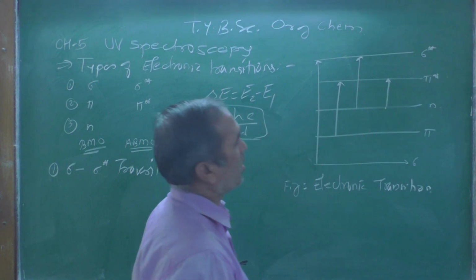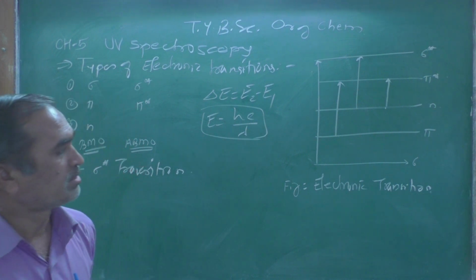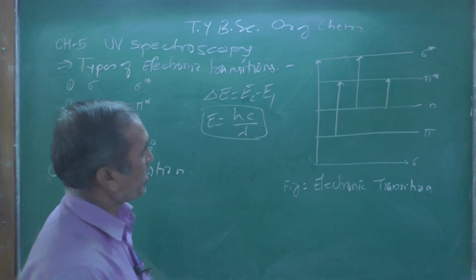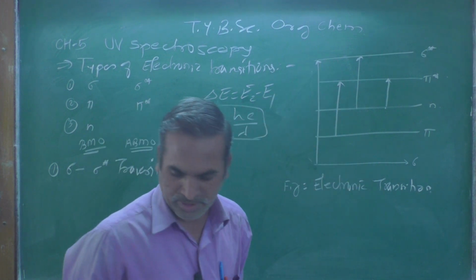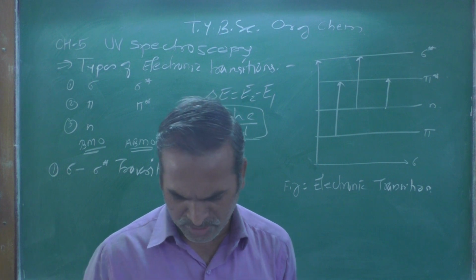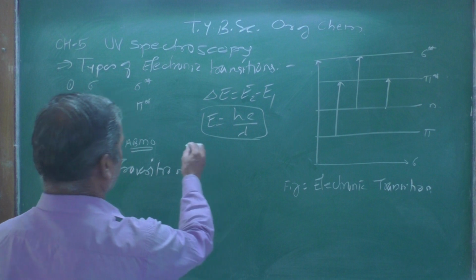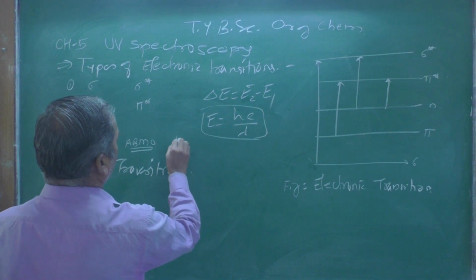These are the four allowed transitions which are shown in the diagram. These are the possible ones. Now look at the energy order of this. The relative energies for the transitions are in the order.